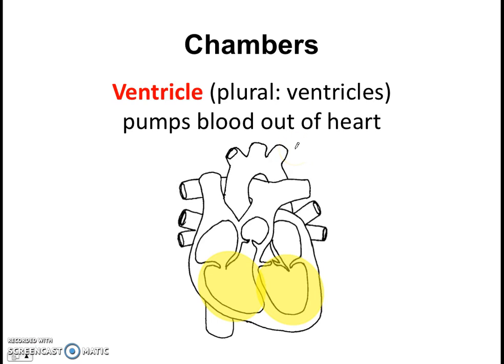Now on the other hand, the ventricle, the plural of ventricle is ventricles. The ventricle pumps blood out of the heart. So the atrium receives blood and the ventricle pumps blood out. The right ventricle here, later we'll see, will pump blood out this way. And the left ventricle here will pump blood out this way, through this blood vessel here. So it'll pump blood out of the heart. Main point: atrium receives blood, ventricle pumps blood out of the heart.